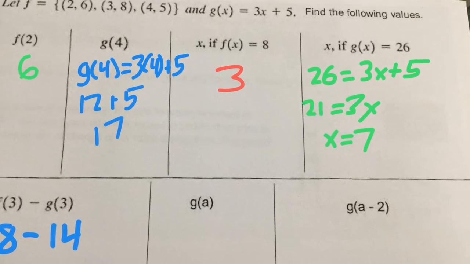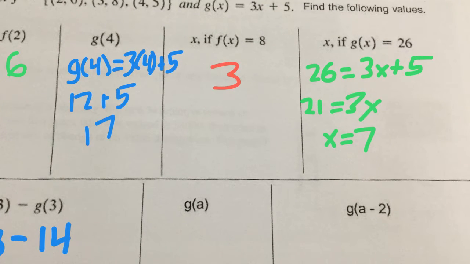Okay, so the next one seems to confuse people, but it really shouldn't. Now we want to know, what is g evaluated at a? So now we're going to plug in a for x. So g of a is equal to 3 times a plus 5. That's it. You're substituting a in for x. All you're doing is changing the variable.